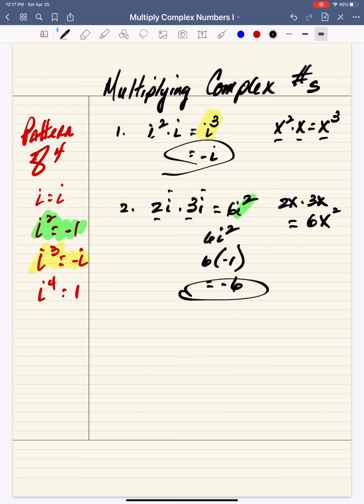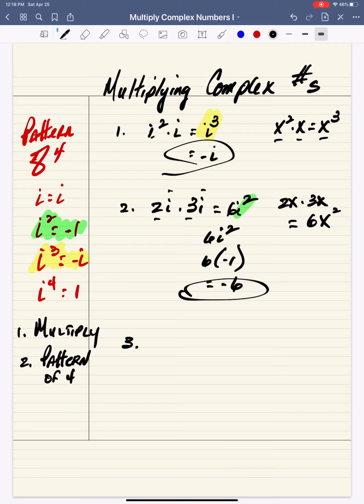So here's what we've done so far. The first thing you're going to do, here's like the little procedures: you're going to multiply like you always do. Then you're going to look at your pattern of 4 and exchange whatever the pattern of 4 is that you need.